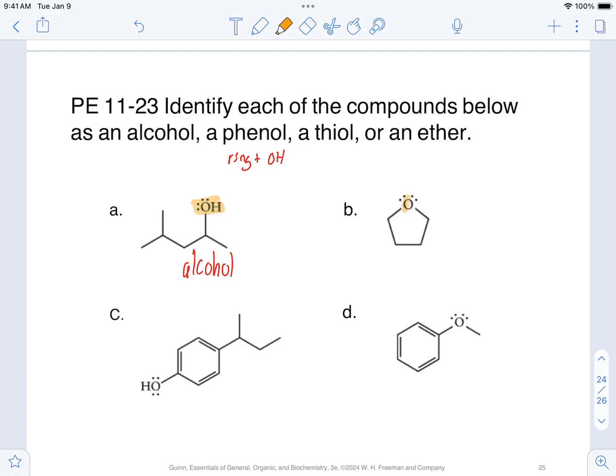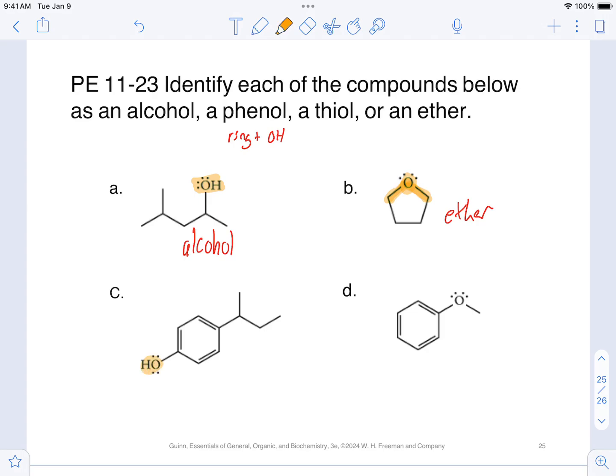B, I have an O bonded to 2 C's, so that is going to be my ether. C, I have my OH, so maybe an alcohol, but it's bonded to this ring here, so that is my giveaway that this is a phenol. And D, I have my O bonded to 2 C's, so again, that is an ether. So we do not have any thiols here. Recalling thiols are your SH.